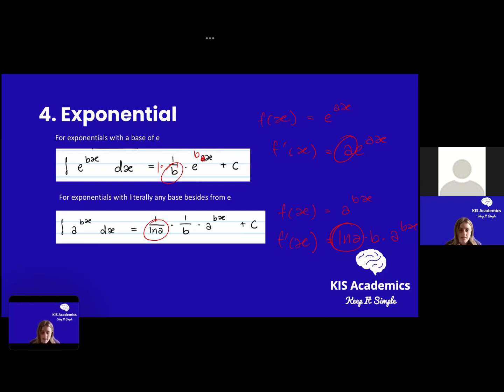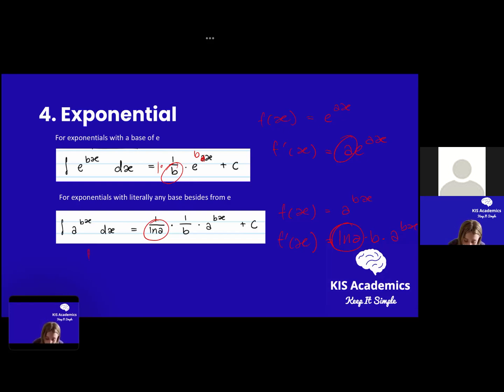What I mean by a is a constant, so literally anything besides, for me, like 3, 4, 5, not something like x. Okay. Did I have an example for this one? I did not have an example. Let's just go through one quickly on the bottom of the slide.